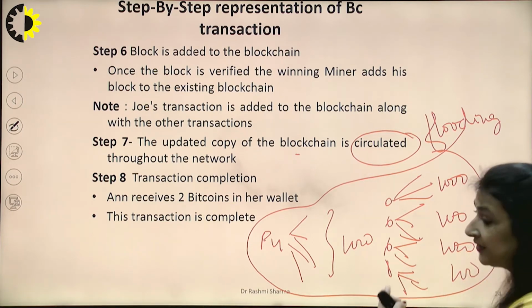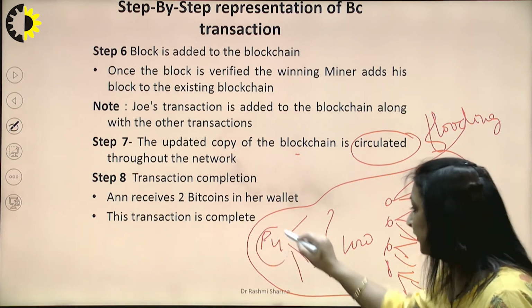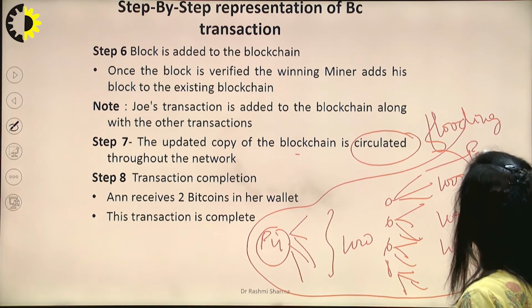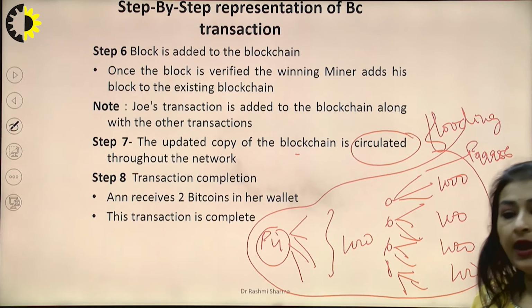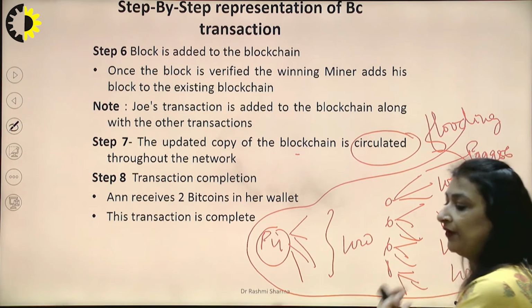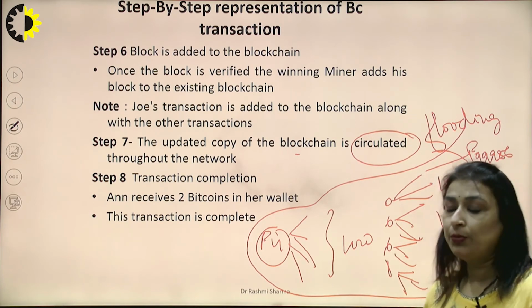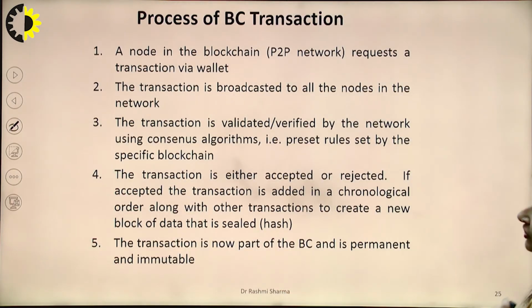There are different methods for circulating, but usually we use this one because we don't have a direct connection from P4. So if I assume a node like P99986, we don't have a direct connection with that node. Maybe they are sitting side by side, but there is no connection between them. So we use the flooding technique, which is commonly used for broadcasting this uniquely identified block. Then the transaction completes, Anne receives the 2 bitcoins, 2 bitcoins are deducted from Joe's account, and the transaction is complete.